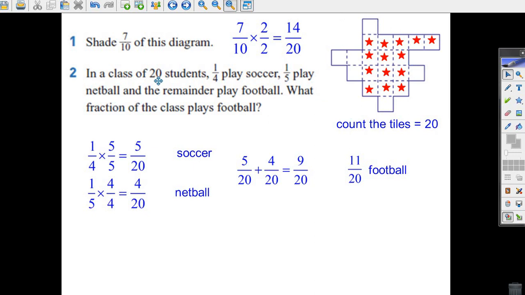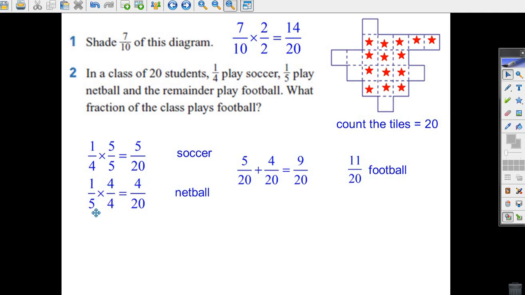Here's question 2. In a class of 20 students, 1/4 play soccer, 1/5 play netball. Well, what you want to do is 1/4, but I want to make it out of 20. So I know that's 4 times 5, and I use the same idea. I multiply the top by 5. So 5 out of 20 must play soccer. If a 5th play netball, it's 20, so that must be 5 times 4 is 20. I have to multiply the top and bottom of the fraction by 4.